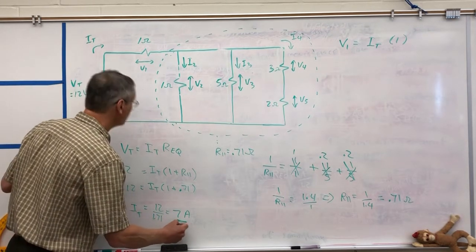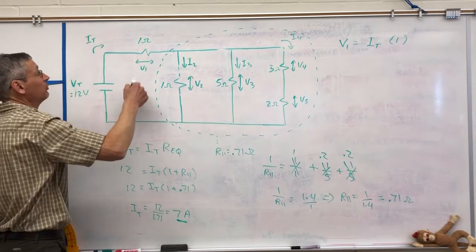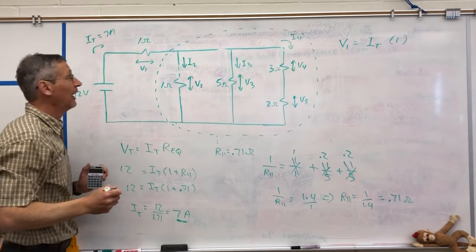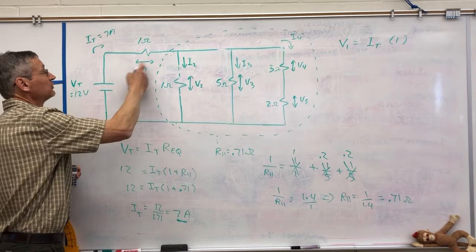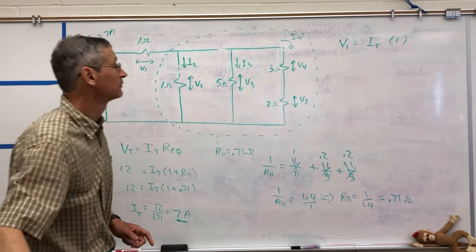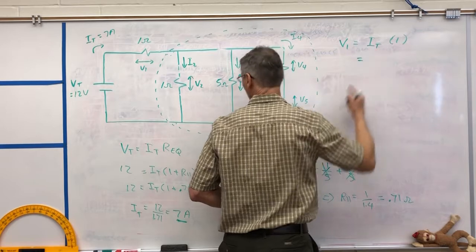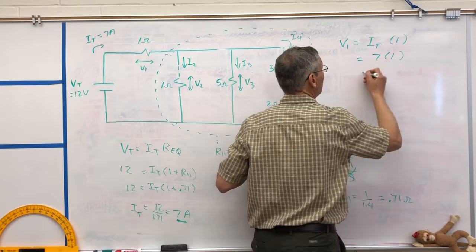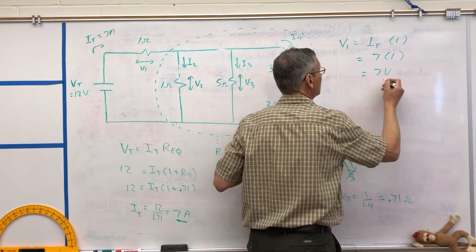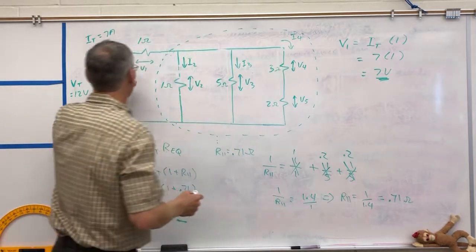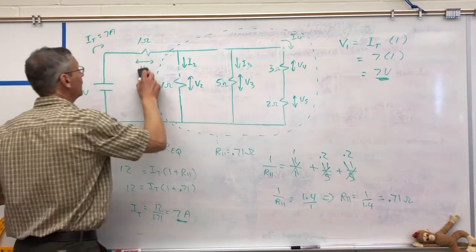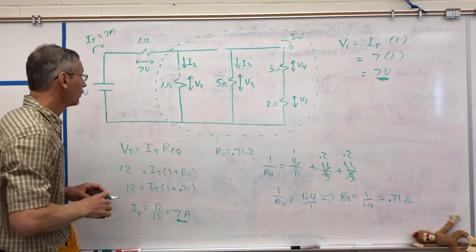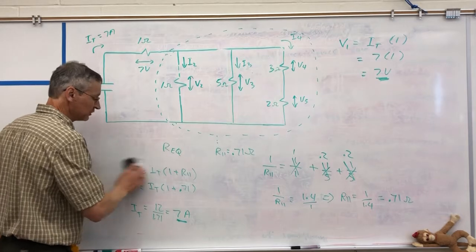Okay, so we know that this current, the current through the 1 ohm resistor, is 7 amps. That's one of the things we're supposed to figure out. And now we can figure out the voltage across the 1 ohm resistor pretty easily. Just come over here, it is equal to 7 amps multiplied by 1, there you go, 7 volts. So this voltage drop right here is going to be 7 volts.